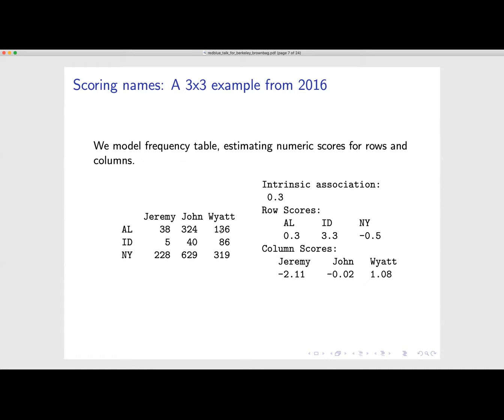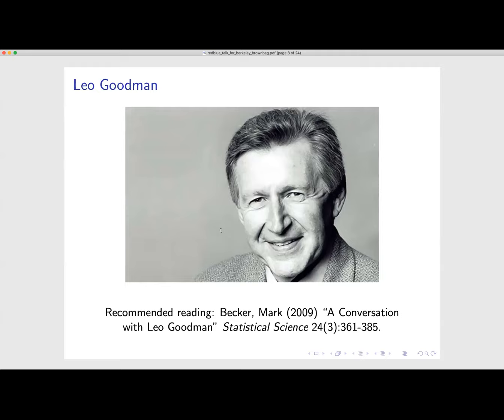Okay, so here's Leo Goodman. Impressive obituary. He died in the first year of COVID. He was in Berkeley in a nursing home, but he taught at Berkeley for many years at the end of his career. And I got to take the course from him. And I highly recommend this article in Statistical Science called A Conversation with Leo Goodman by one of his proteges, Mark Beckman. It's just enormously fun, talks about history, all the people he knew.